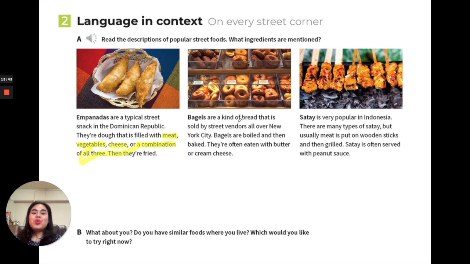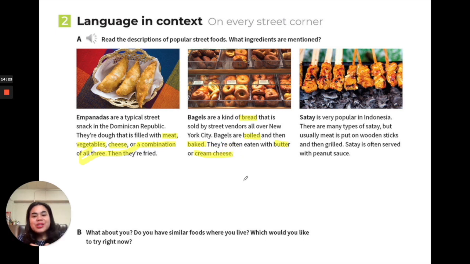Now with bagels, well, a kind of bread. So it's still just bread. But you don't just bake a bagel. Actually, you don't just put the dough in the oven and bake it. There's a special way to do it. You can find it in New York City, USA. Okay, bagels are boiled first. See, it's a kind of bread, so you need to boil the dough first and then bake it. See, and they're often eaten with butter or cream cheese. You see ingredients here: butter, cream cheese.